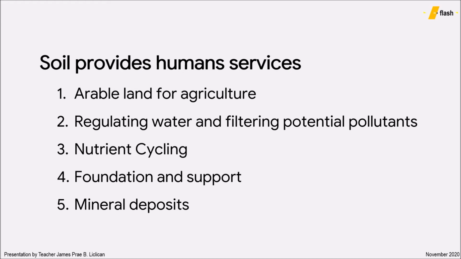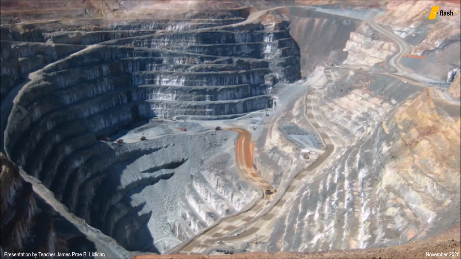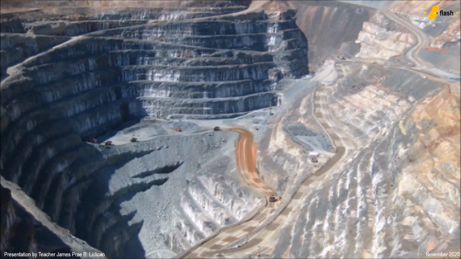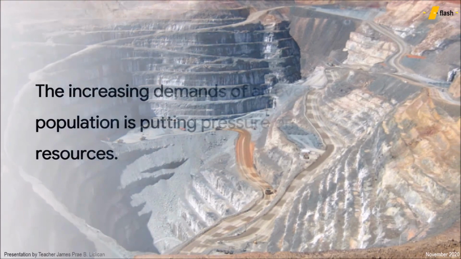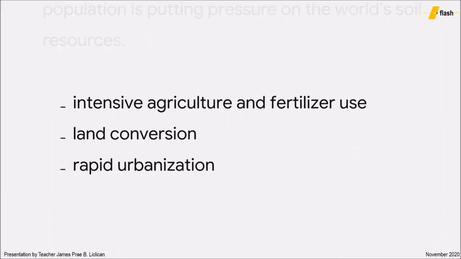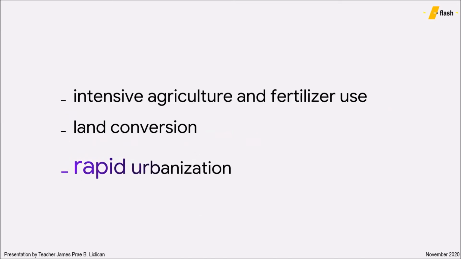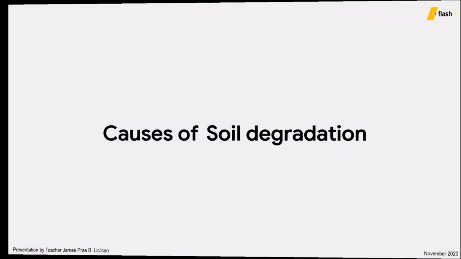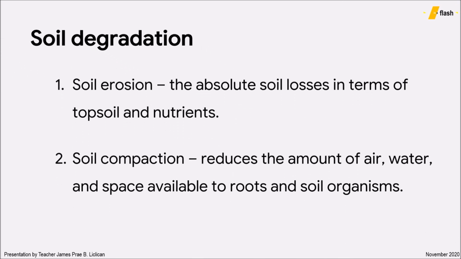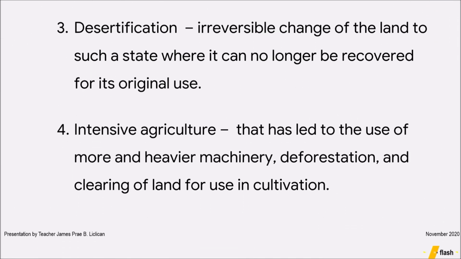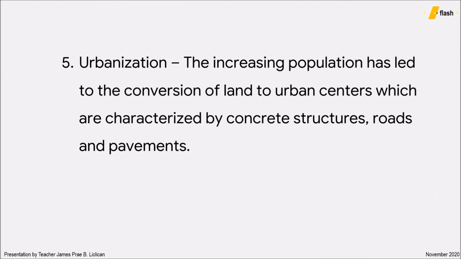Due to our demands, the soil is under pressure with activities such as agriculture and chemical inputs from fertilizers, land conversion for more industries, and rapid urbanization to accommodate the populace. The quality of soil, aside from above mentioned, degrades due to erosions, compaction, desertification, agriculture, and urbanization.